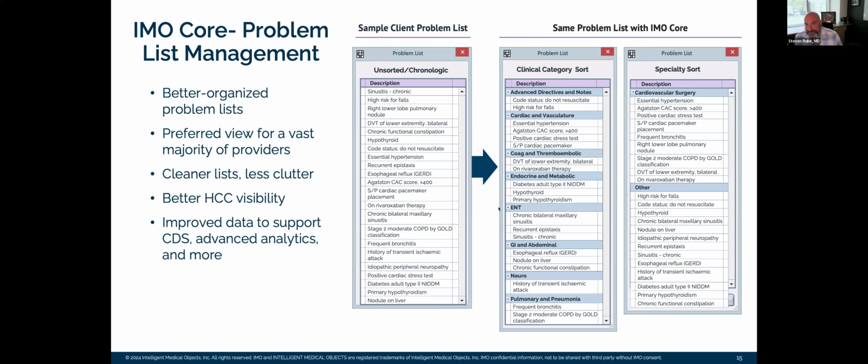In fact, we chose as a default to float advanced directives and notes to the top of the list unless someone chooses not to. So what you see here on the screen is an unsorted list on the left, and then the option of two different displays. So the first one I've been talking about is really that clinical category. But we did hear from a lot of medical specialists, more so than the primary care physicians and clinicians, that they were really interested in a specialty sort, something that would really take the problems that they were interested in and float those to the top.